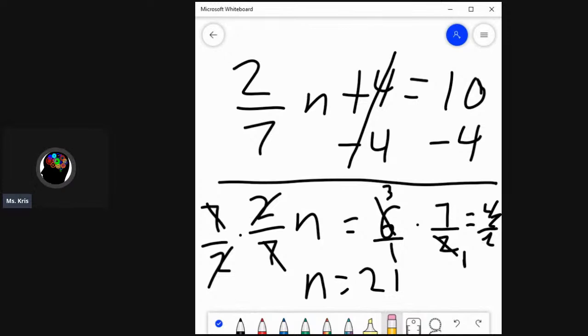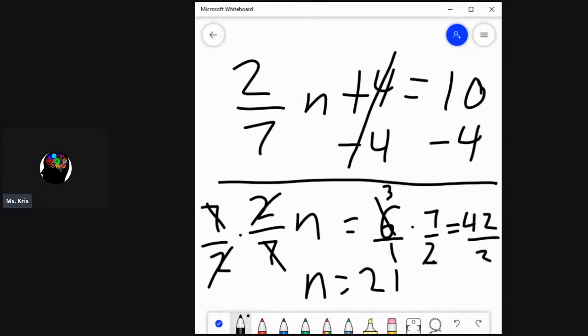Also, it probably would have helped if my 42 doesn't look like a 4Z. Let me rewrite that. Much better.